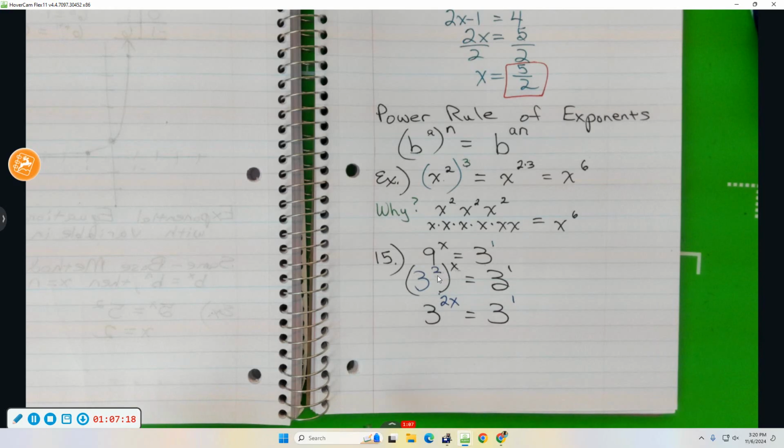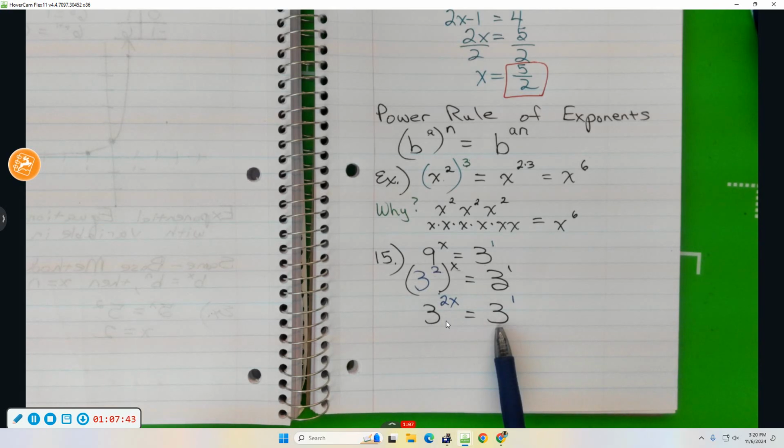I think y'all are having trouble with this number 15, and it's not really supposed to be a difficult problem. 9 is 3 squared, and now we have a power raised to a power, so we multiply. What can we do at this point now? Are we going to write any more 3's? Say no. No. Okay. You have the same base on both sides.